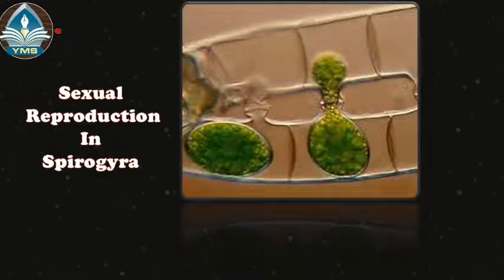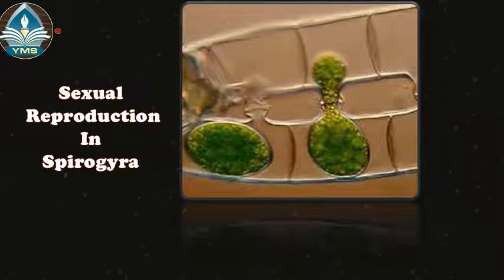We need to care about some terms here. First of all, this cell which gives its content is called the positive cell. And this cell which receives the content of the other cell is called the negative strand or the negative cell.